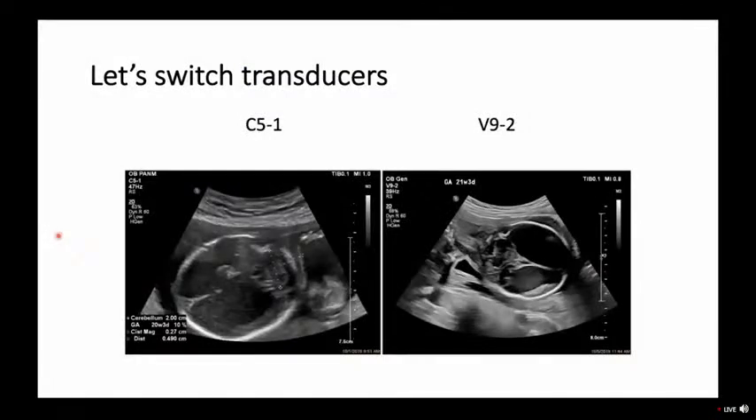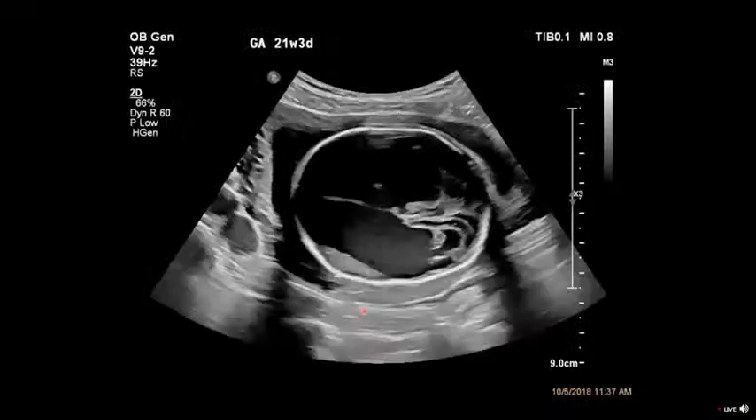Do you guys have V92 transducers where you're working? Which picture do you like better, the C51 on the left or the V92 on the right? Definitely the V92. We use the C51 every day because it penetrates, but the V92 is really a nice transducer. What do you see in this picture? Anything different that you see?